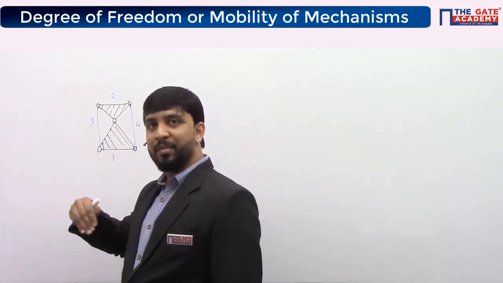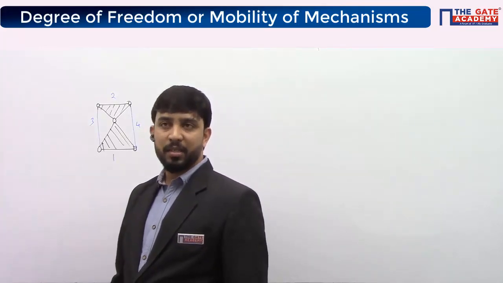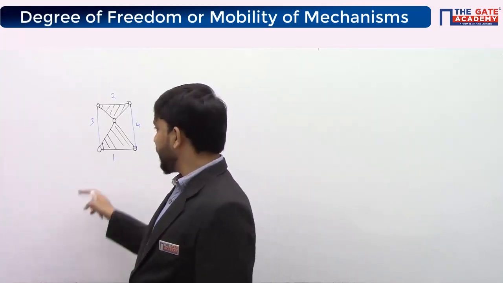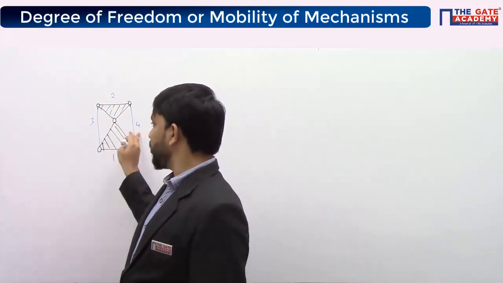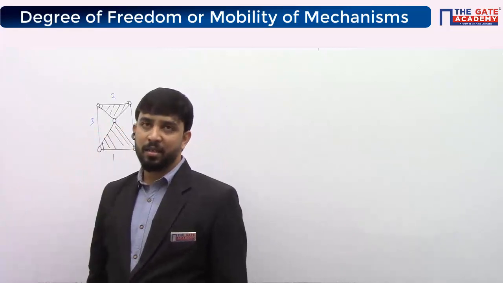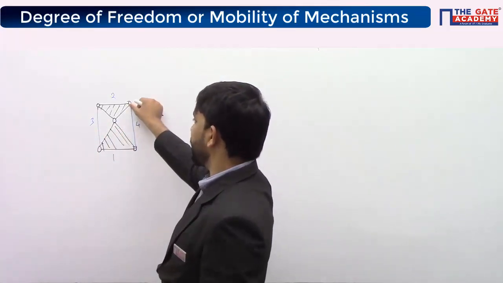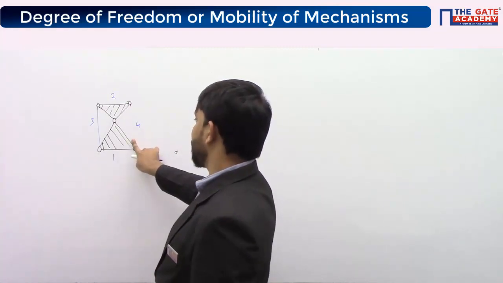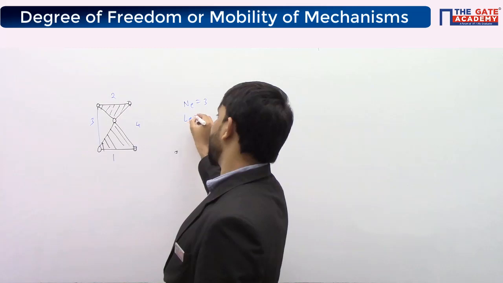But if you eliminate both the links, if I eliminate link 3 and link 4, then the function will get affected. Or if I eliminate any one of these 2 links, the function will get affected. So I can say only one among these 2 links is acting as a redundant link. Okay? Number of redundant links are 1 here. So what you do is you eliminate one of these links. So after eliminating one of the links, you calculate the effective number of links and effective number of lower pairs.